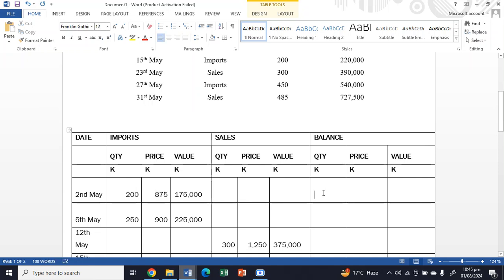So we didn't have any information about opening inventory. So this is the first inventory that we get. So we're going to put here balance 200, the price 875 kwacha, value 175,000 kwacha.